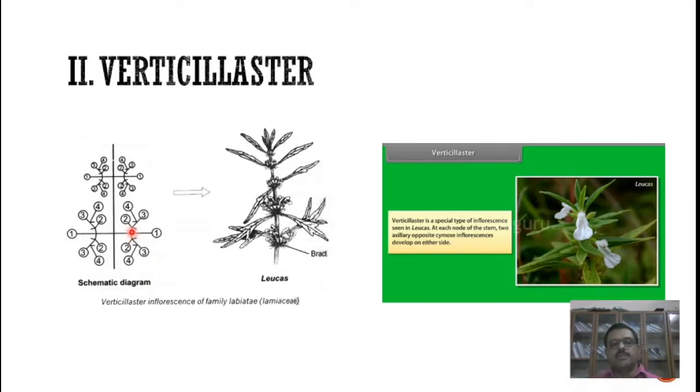But after this we see that the development is in the form of a scorpioid cyme. So in this inflorescence, the lateral cymose inflorescences are formed on either side, and they first develop as a dichasial cyme, and the development then continues in the form of a scorpioid cyme. A dichasial cyme then continuing into a scorpioid cyme. So this is called verticillaster.